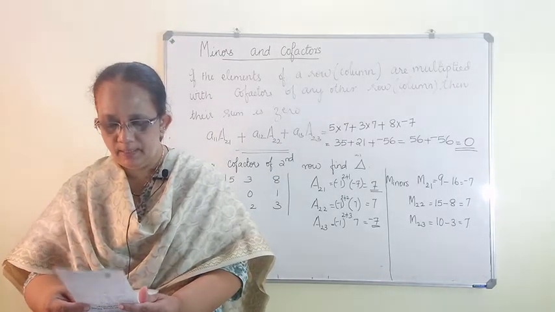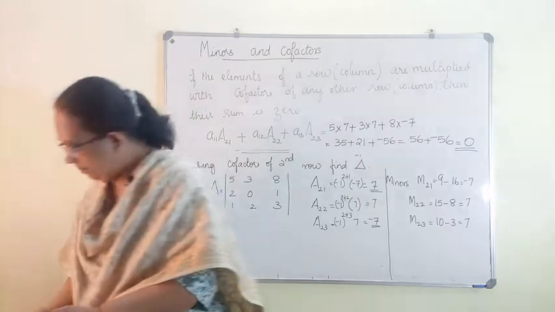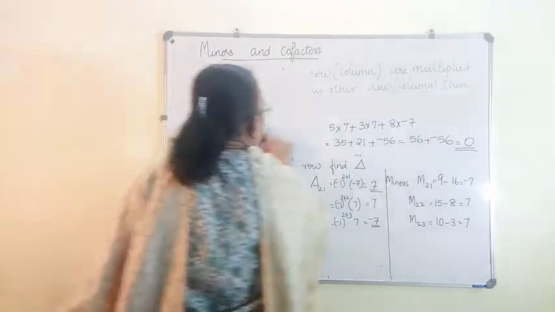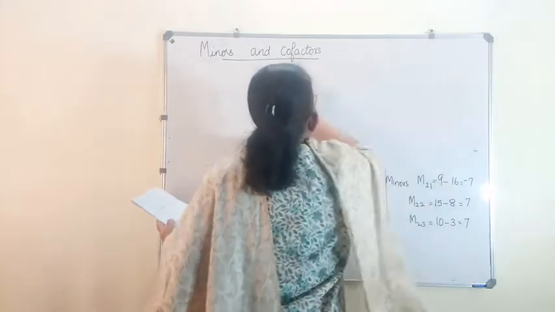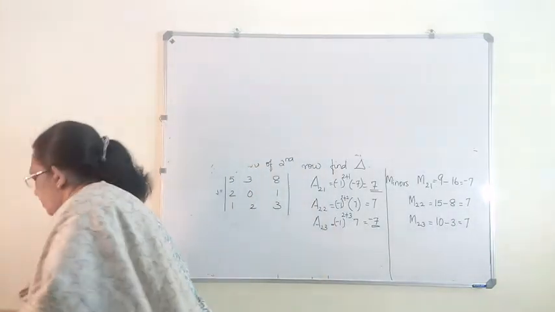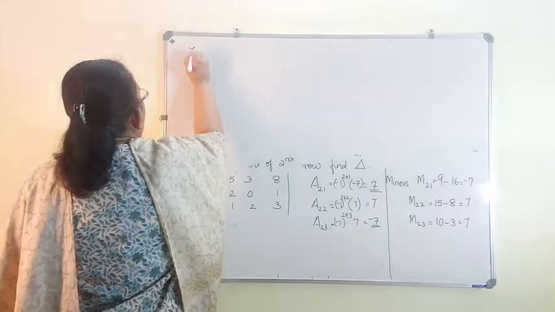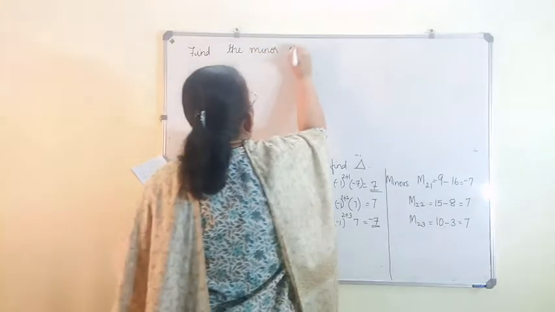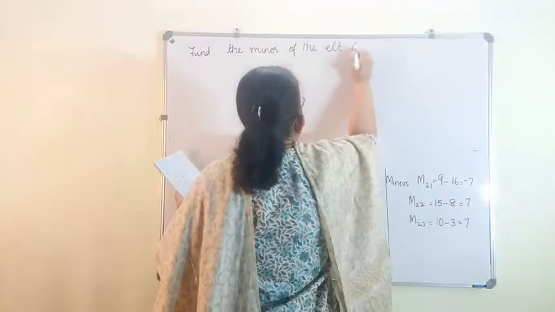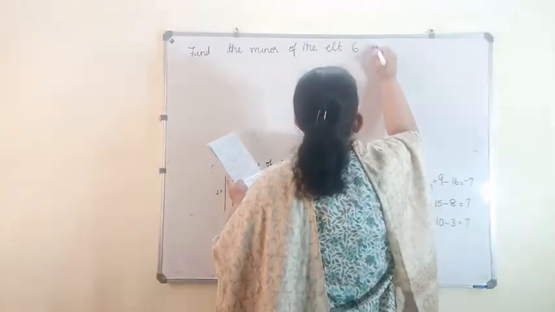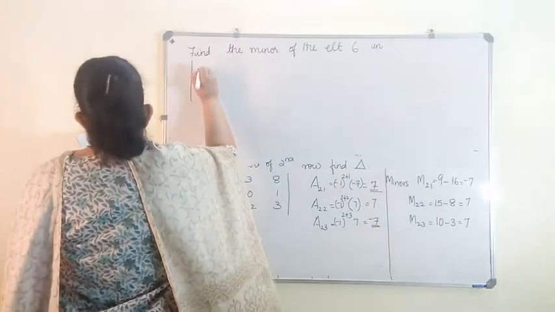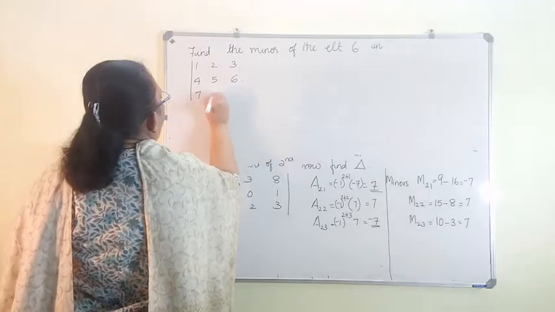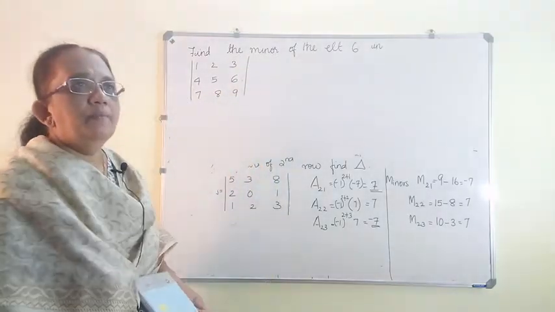Suppose you may get a simple question. I will write on the board: find the minor of the element 6 in the determinant 1, 2, 3, 4, 5, 6, 7, 8, 9. Minor of the element 6.